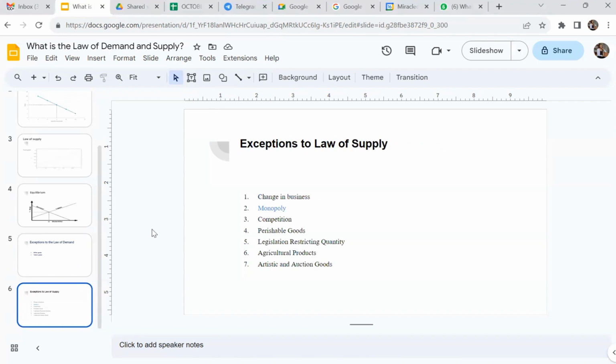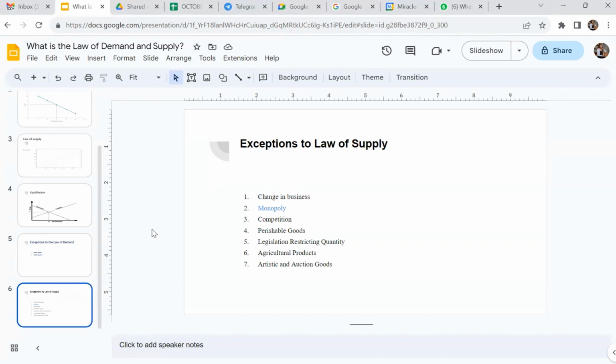So when we go and talk about the exceptions of the law of supply, the first thing we can say is change in business, or also cost of production. So what's this? When there are changes in the cost of the raw materials or labor to produce a unit of supply, the volume will change as well, assuming the selling price remains the same. The variable cost affecting the profit margins is a big factor in targeting the quantity to produce. So that's why there is an exception on the cost of production.